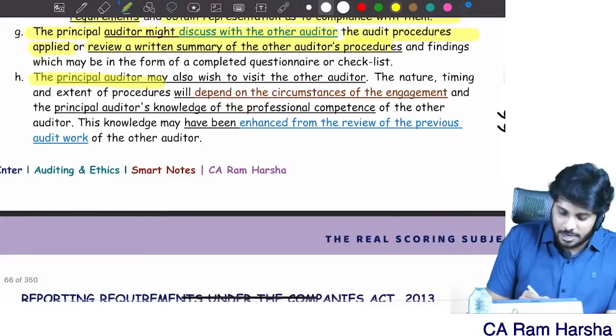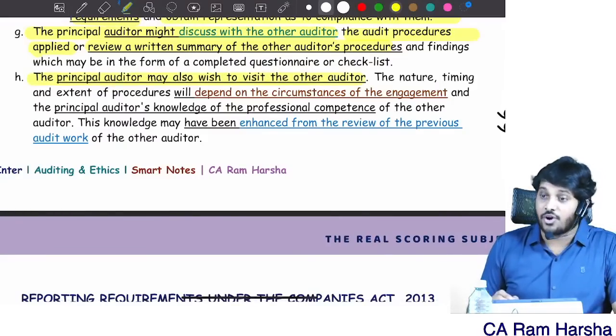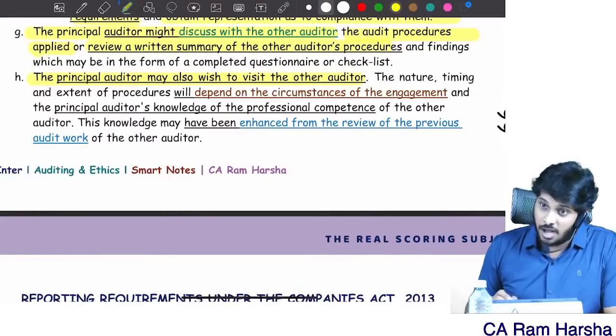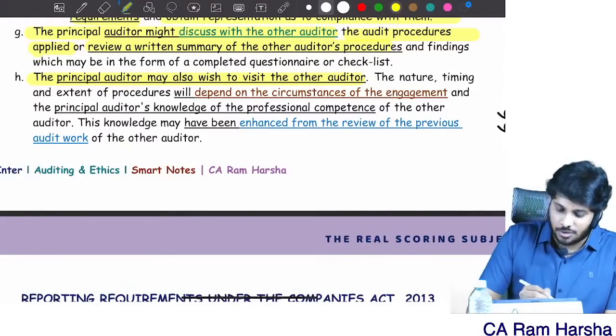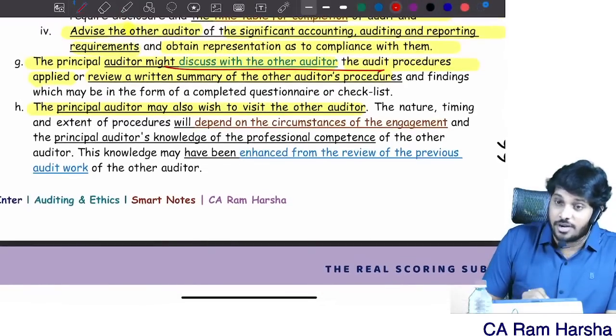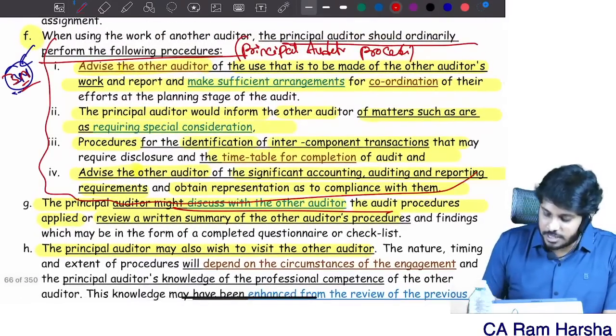The principal auditor may also visit the other auditor. If I want to visit, I might discuss with the other auditor. I will perform these coordination works and all.